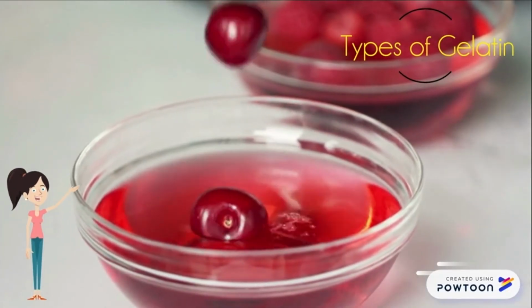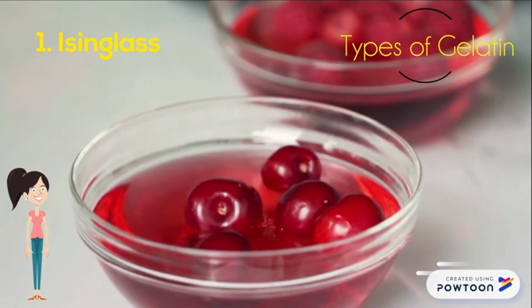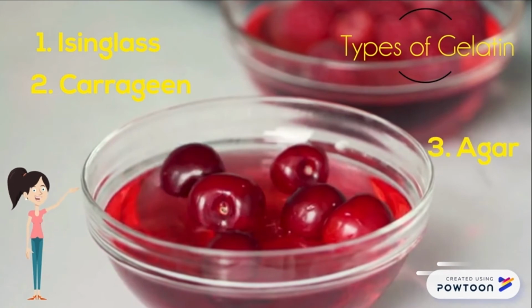Types of gelatin. Isinglass, carrageen, agar, and pectin. Isinglass is a type of gelatin extracted from the air bladders of certain fish, particularly sturgeon, but is rarely used these days. Carrageen, also known as Irish moss, is a gelatinous thickening agent derived from seaweed which grows off the coast of Ireland.